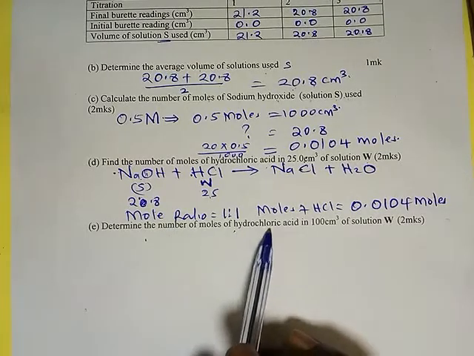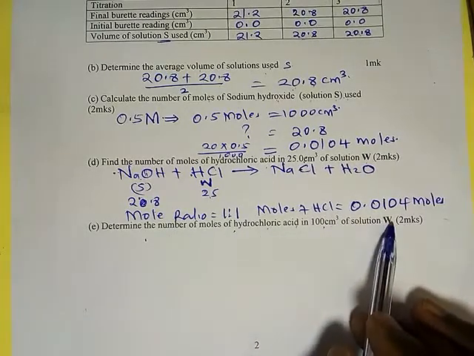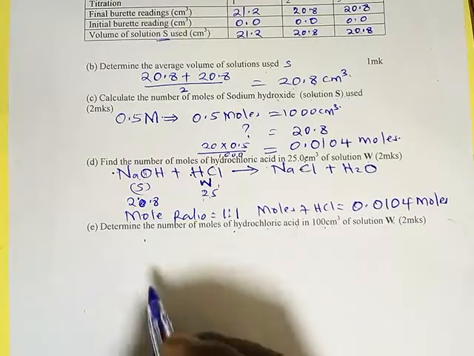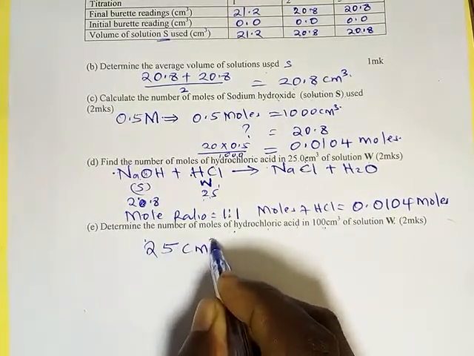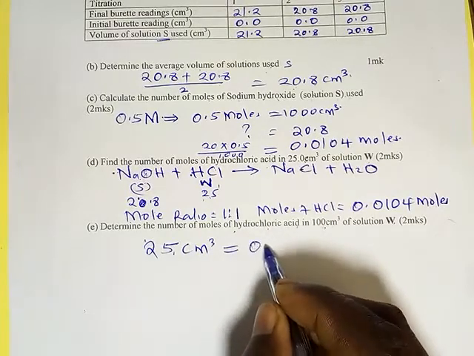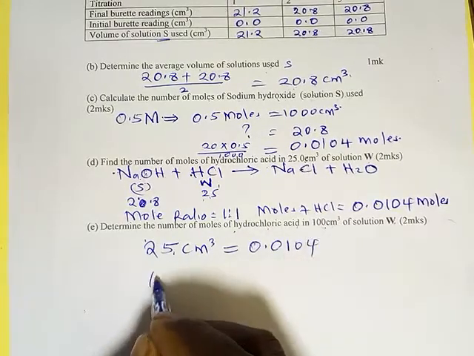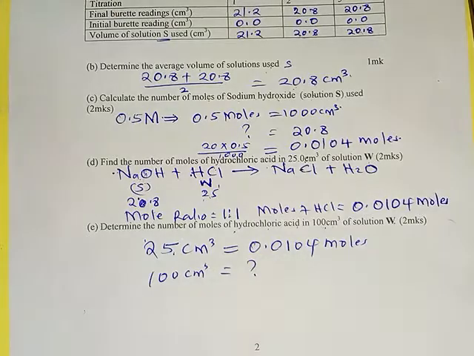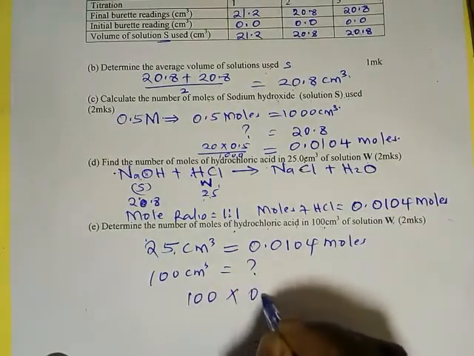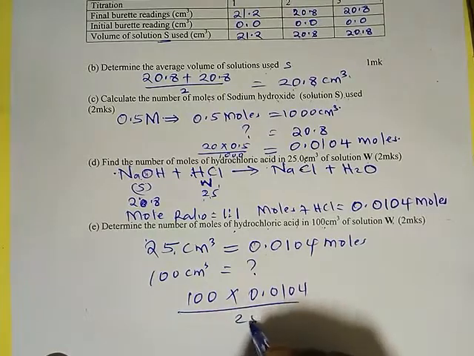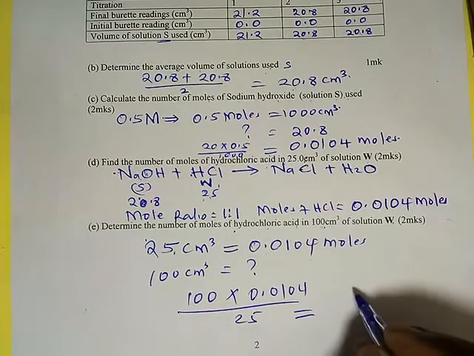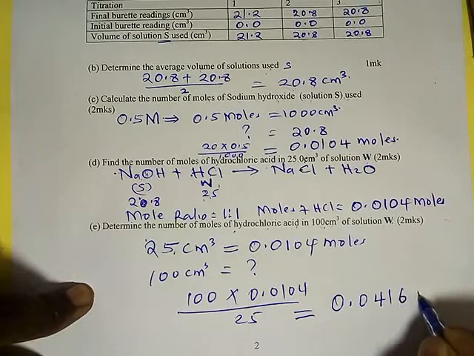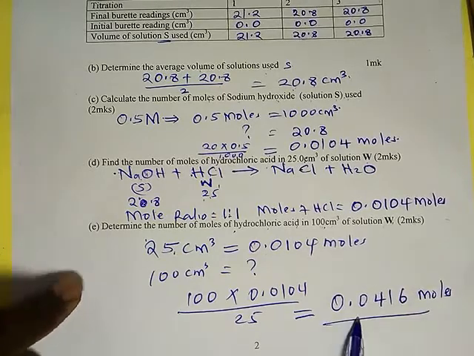Determine the number of moles of hydrochloric acid in 100 cm³ of solution W. Now we have the number of moles of solution W in 25 cm³. Now what will be in 100? 100 cm³ will contain how many? 100 times 0.0104 divided by 25, which is equal to 0.0416 moles. This is the number of moles in 100.